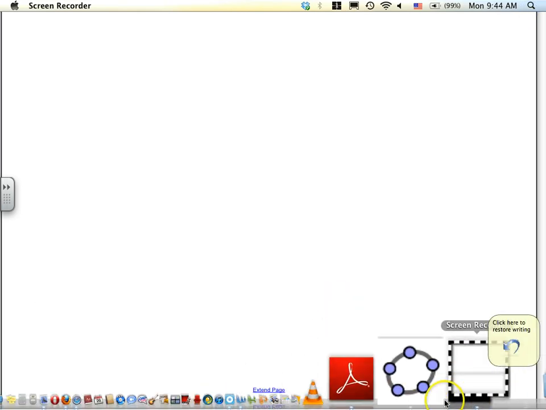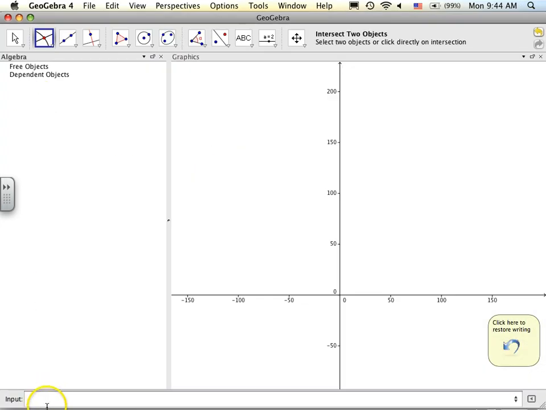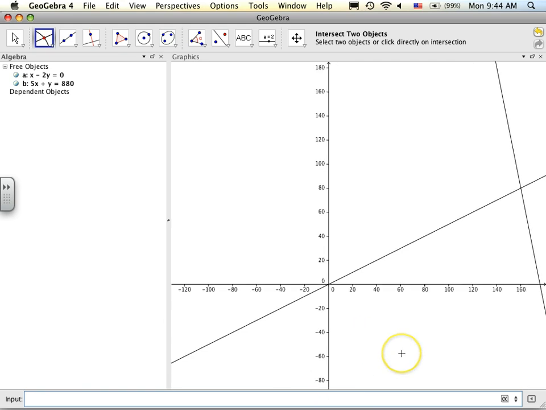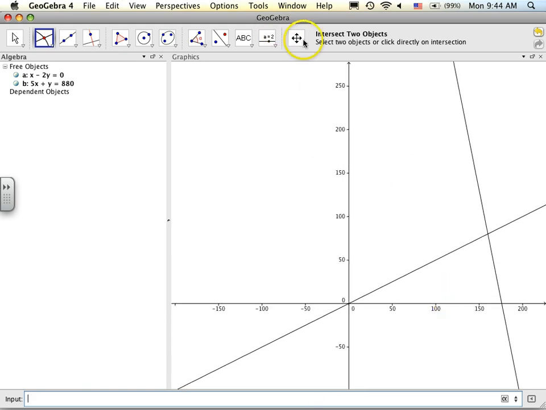Let's take a look at GeoGebra right here. First equation, remind me again, please. What is it? x equals 2y. So I'm just going to quickly show you that I did indeed enter x equals 2y. I hit enter. Next, what's my next equation? 5x plus y equals 880, right? Remember, we converted back. That's why we tossed it. Okay, so that's it. Let me move it over.